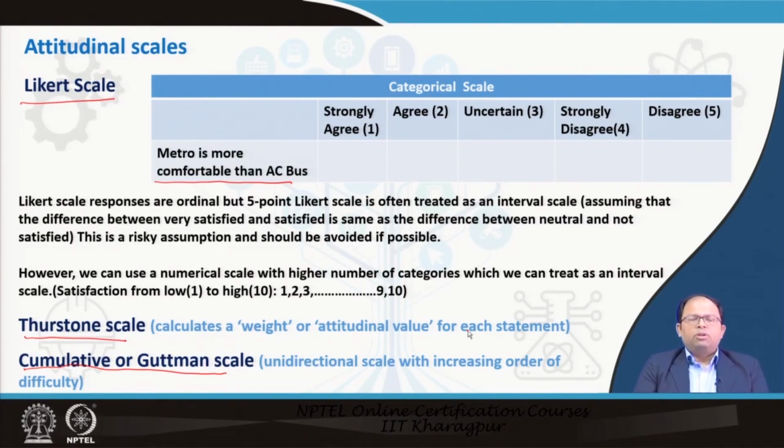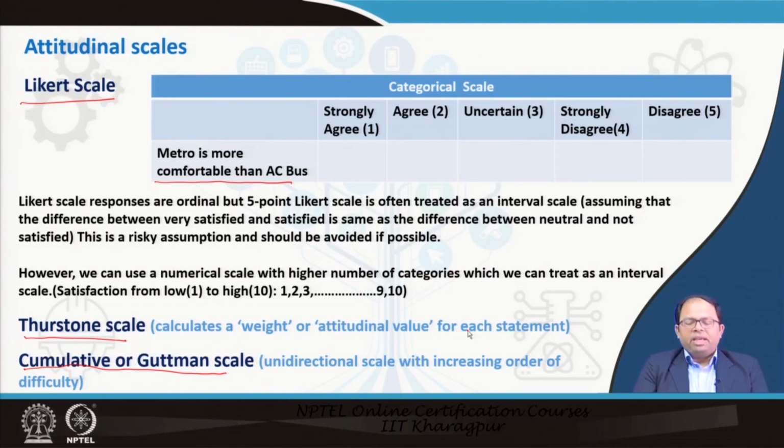And the cumulative or Guttman scale is a little more difficult way to measure attitudinal values, where the scale is unidirectional, and with every step the difficulty increases. For example, we have a 10-point scale, so this is sort of ordered. So 2 is more difficult than 1, or probably has more features than 1. 3 has even more features than 2, but includes all features of 1 and 2, and so on.